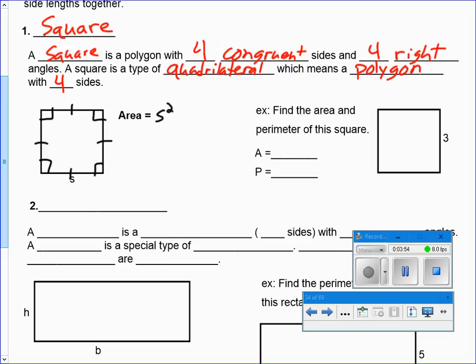So here's an example over here. It tells us that this is a square, which means we know right away that these are all right angles and that all the sides have to be equal. In this case, their length is 3. So to find the area, I'm going to square 3, which is 9. To find the perimeter, I'm going to add up all the sides. So there's 4 sides of length 3, so the perimeter is 12.